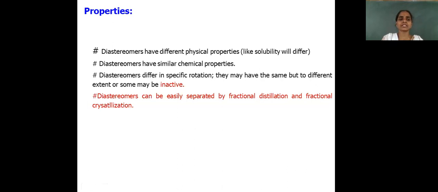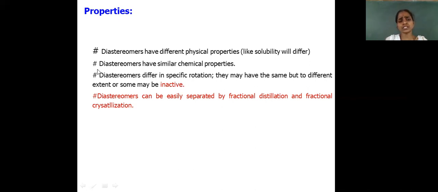If you look at the properties of diastereomers, they have different physical properties. Whereas enantiomers have identical physical properties, diastereomers have different physical properties, like solubility. If you see two diastereomers, they show a difference in solubility. They have similar chemical properties but differ in physical properties. And diastereomers can differ in rotation also.